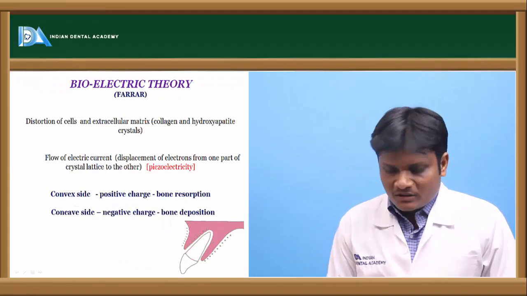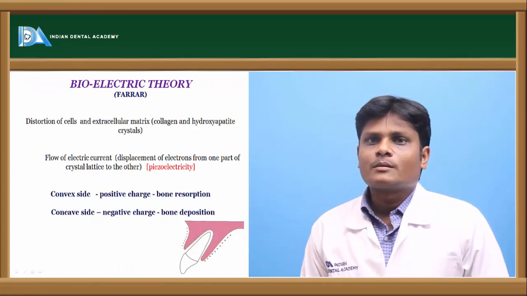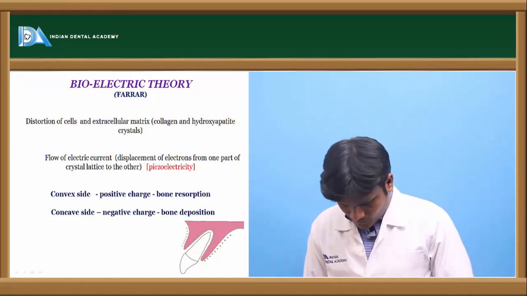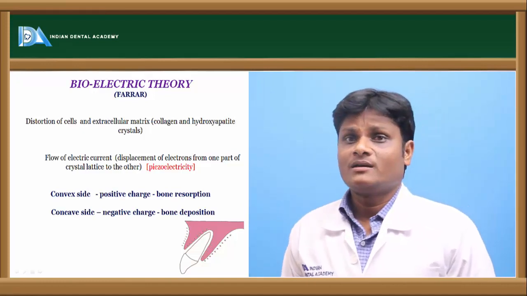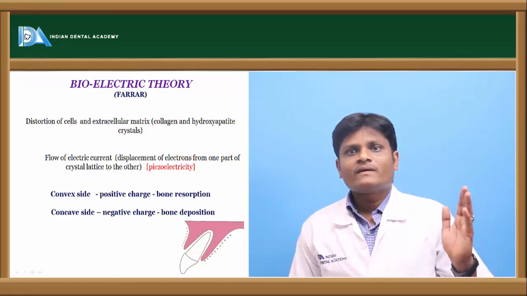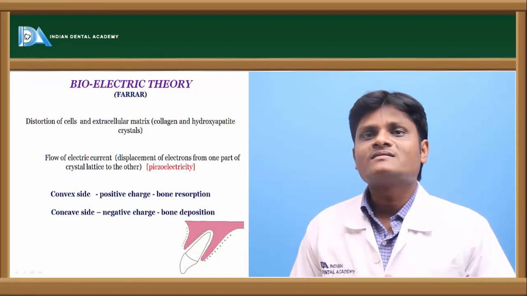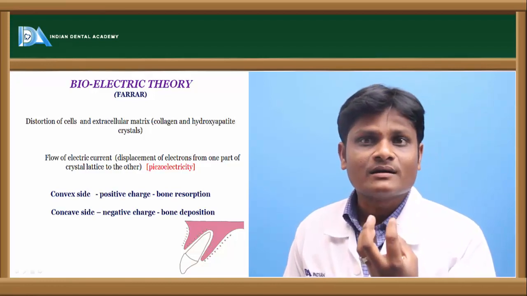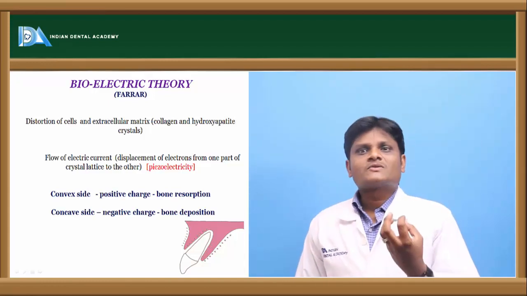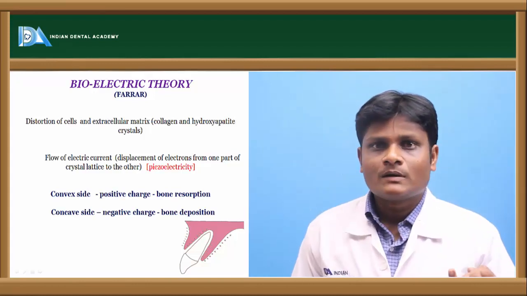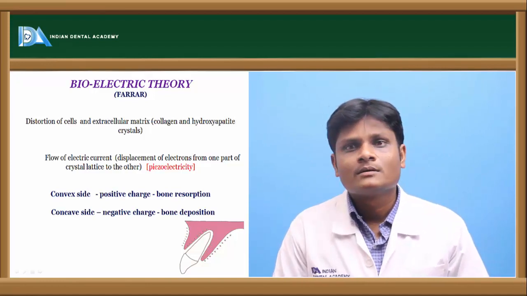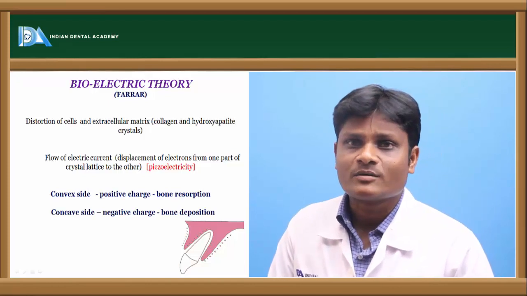Okay. The next important theory of orthodontic tooth movement is the bioelectric theory or piezoelectric theory. We call it the bone bending piezoelectric theory. It was proposed by Farrar. What this theory says is, whenever an orthodontic force is applied, there is distortion of the crystal lattice present around the tooth, that is in the periodontium. The structures that are distorted include the alveolar bone, the cells in the periodontal ligament, the hydroxyapatite crystals, the mucopolysaccharides, and the collagen fibers.